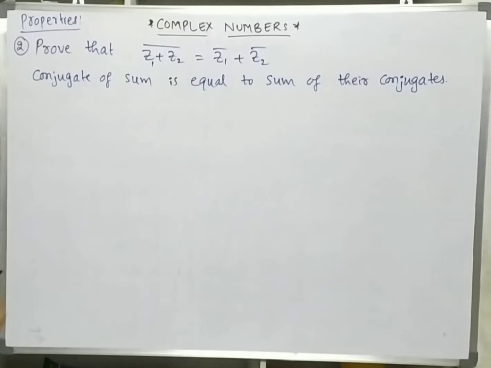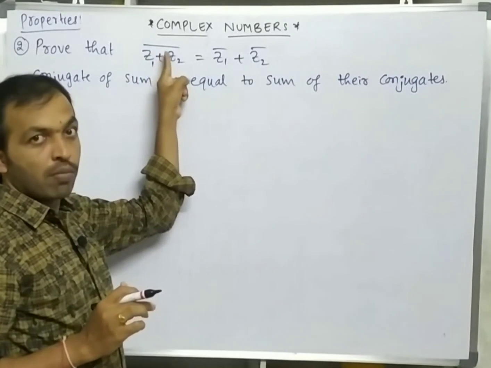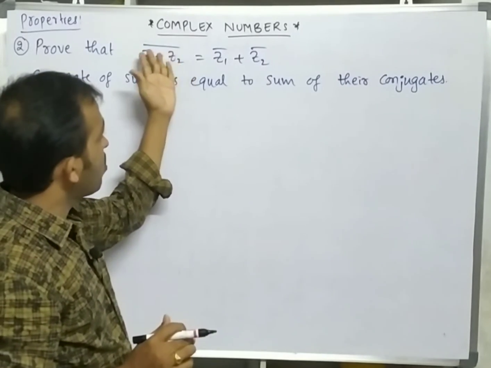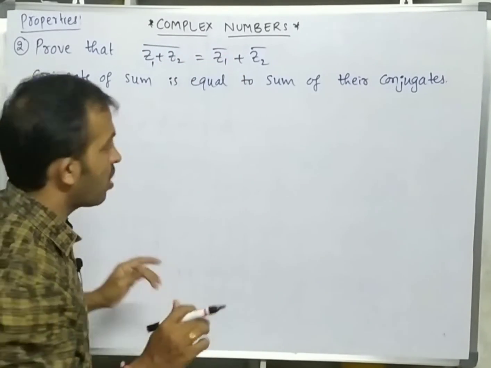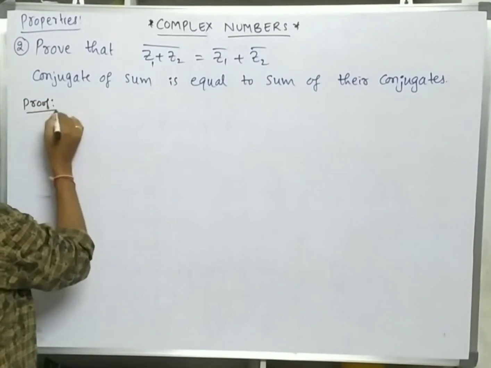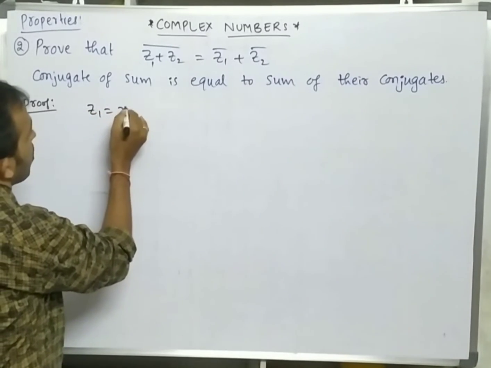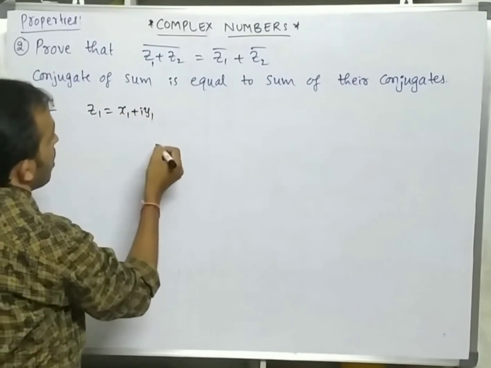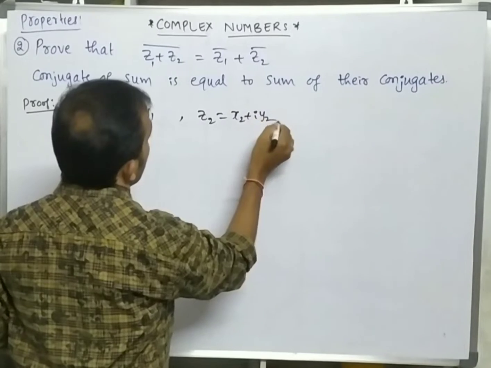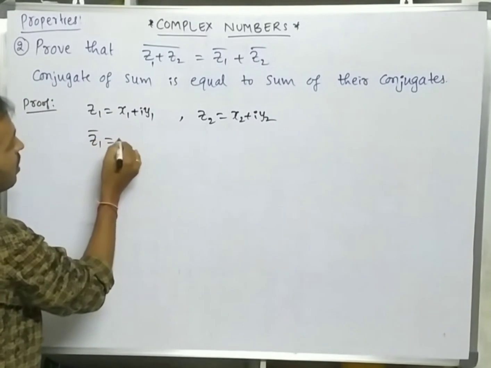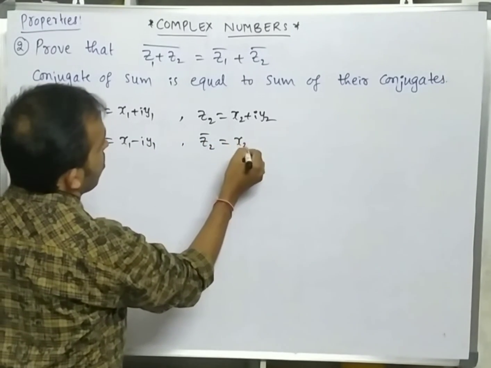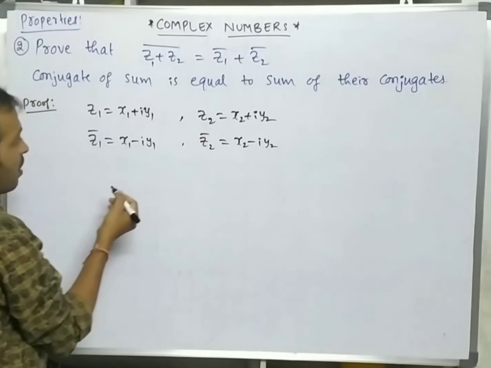Now second property, conjugate of sum of the two complex numbers is equal to sum of their conjugates. So conjugate of z1 plus z2 is equal to z1 bar plus z2 bar. Proof. Let us take z1 equal to x1 plus iy1, a complex number, and z2 equal to x2 plus iy2. From this, conjugate of z1 is x1 minus iy1 and conjugate of z2 is x2 minus iy2. Just replace i with minus i.